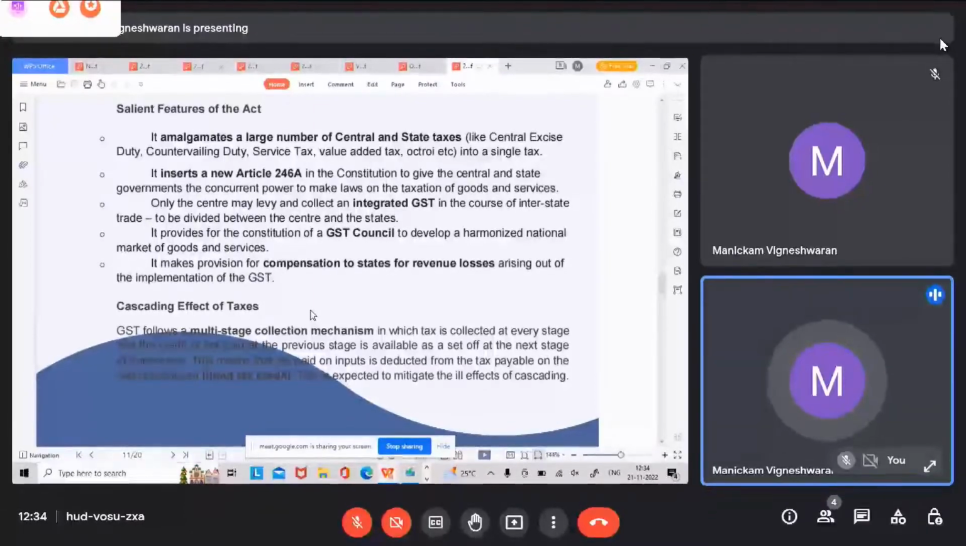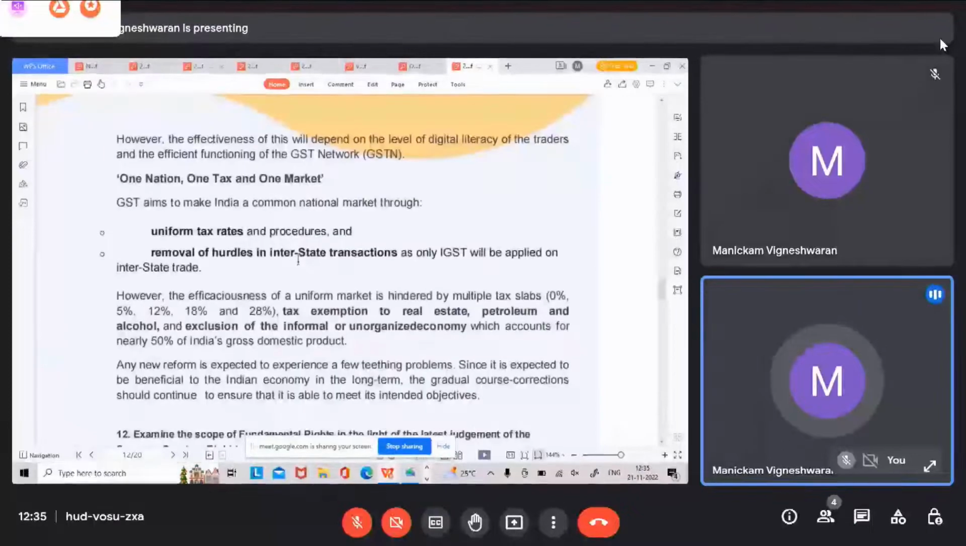GST follows a multi-stage collection mechanism in which tax is collected at every stage, and credit of the tax paid at the previous stage is available as a set-off at the next stage of the transaction. This means that tax paid on inputs is deducted from the tax payable on the output produced, that is, input tax credit. This is expected to mitigate the ill effects of cascading. However, the effectiveness will depend on the level of digital literacy of the traders and the efficient functioning of the GST network.